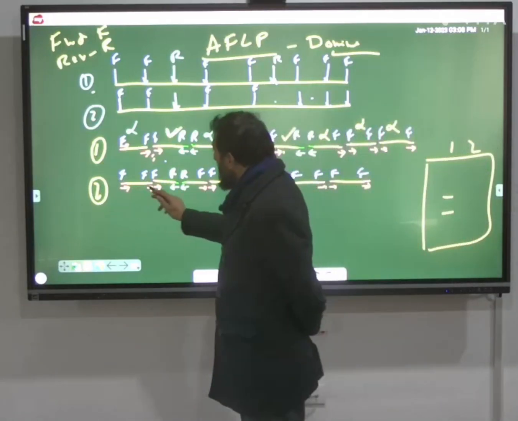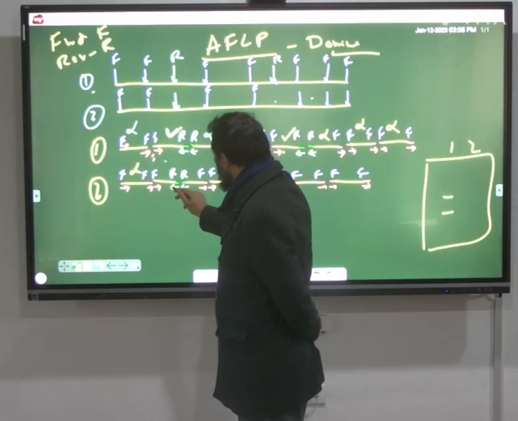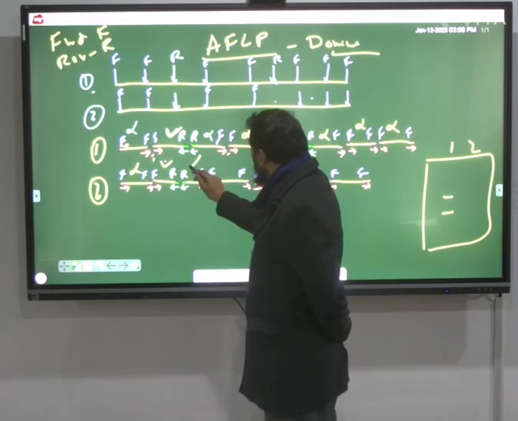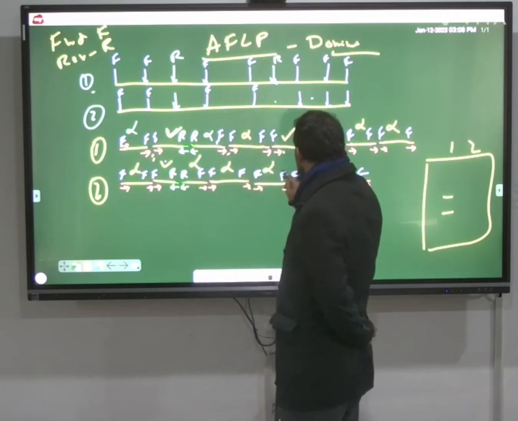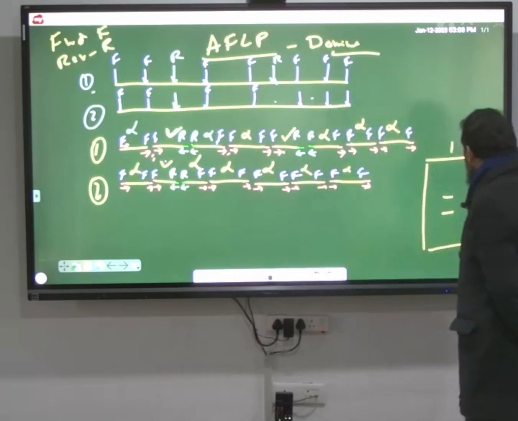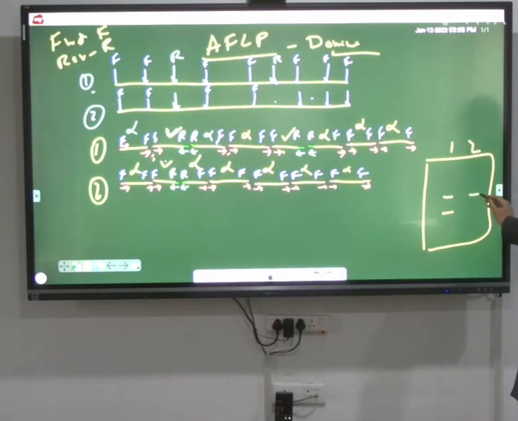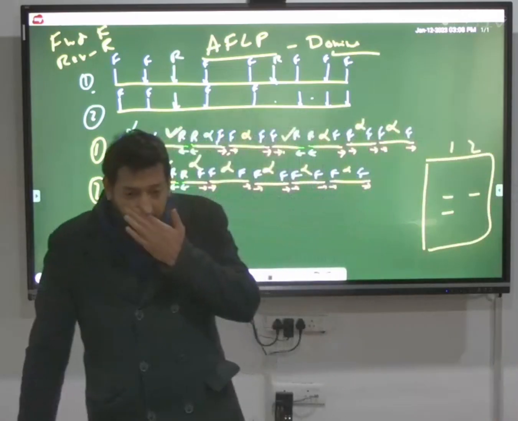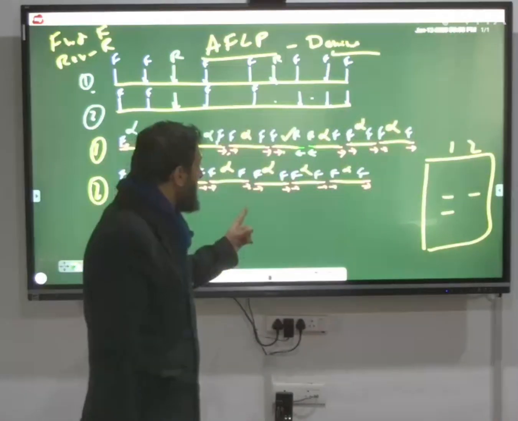Now in this case again you have forward, this will not amplify. Forward, reverse, okay, this will amplify because forward and reverse are facing each other. This will not amplify, this will not amplify, this will not, this will not. So only one band got amplified. Now you see the difference in your banding pattern. Now your banding pattern is different.